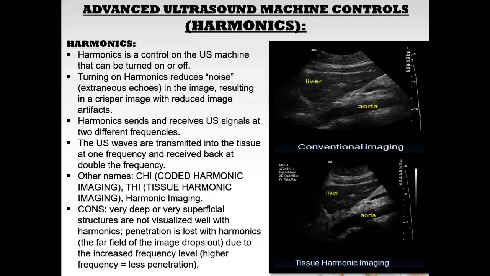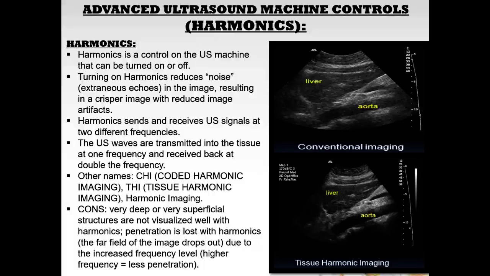And with Harmonics, the frequency that's sent out into the tissue is sent out at one frequency, but when the signal comes back, it's received at double the frequency. And whenever we double our frequency, we know that a higher frequency gives us a better resolution. So Harmonics basically increases the resolution that we're going to have. But because we're dealing with double the frequency, it also decreases the amount of penetration that we have.